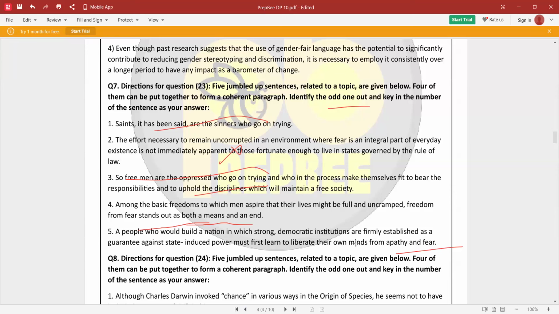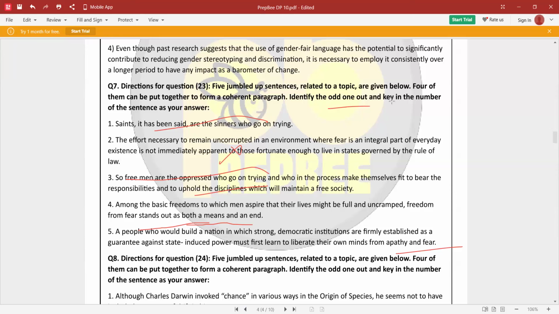So free men are oppressed who go on trying, and those in the process make themselves fit to bear the responsibilities and uphold the disciplines. Saints are the sinners who go on trying. The effort necessary to remain uncorrupted in an environment where fear is an integral part of everyday existence is not immediately apparent for those fortunate enough to live in the states that are governed by the rule of law.